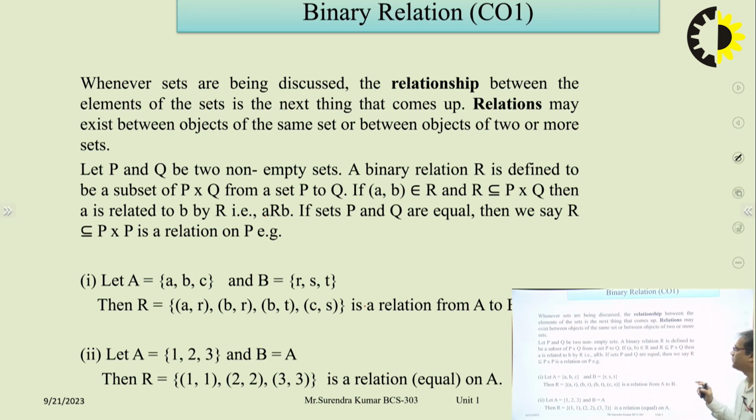So if sets P and Q are equal, then we can say R is basically a subset of P cross Q, which is P cross P, because P and Q are equal. So R is a relation on P.